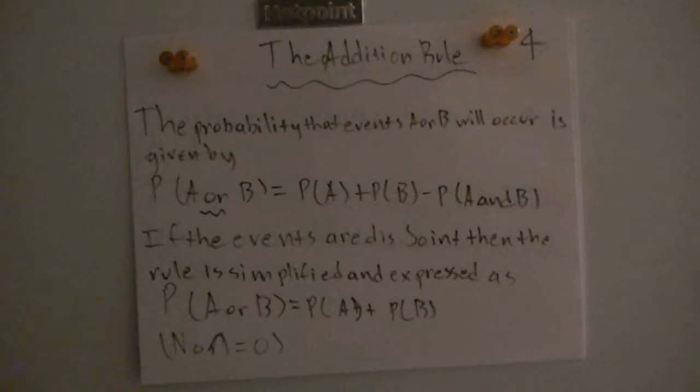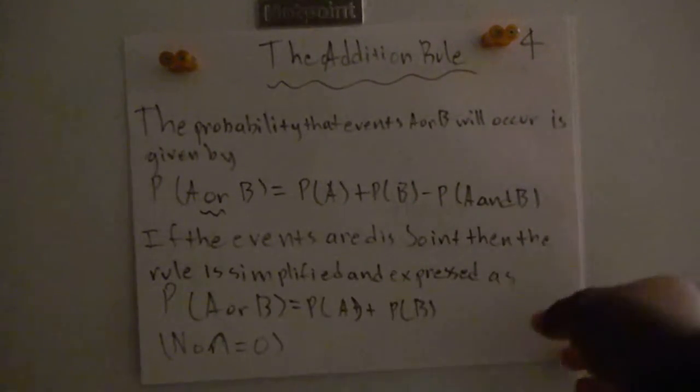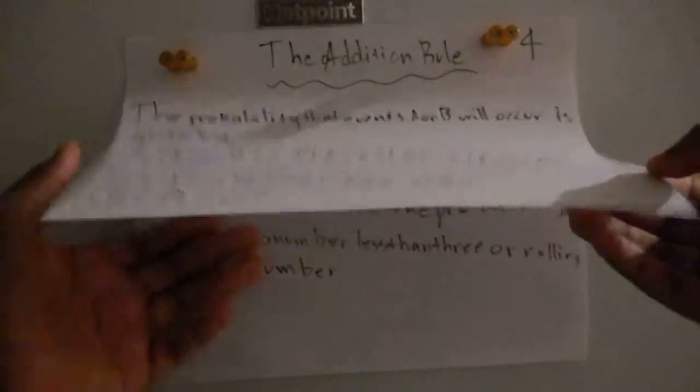If the events are disjoint or mutually exclusive, then the rule is simplified and expressed as the probability of A or B equals the probability of A plus the probability of B. There would be no intersection, so we would not have minus the probability of A and B. Our intersection would equal 0, so we would just omit minus the probability of A and B.